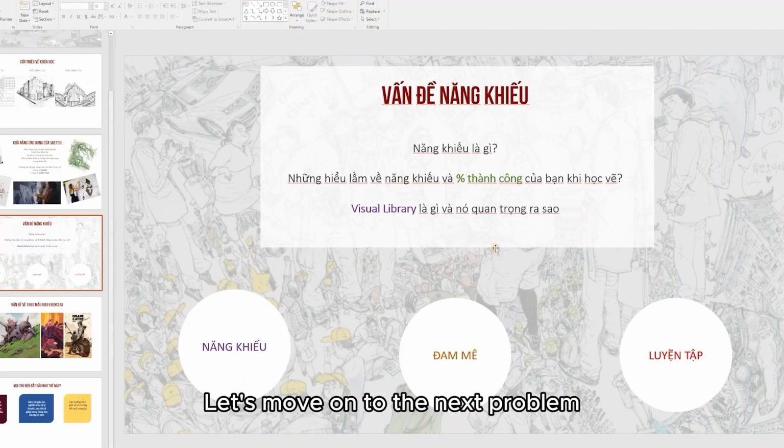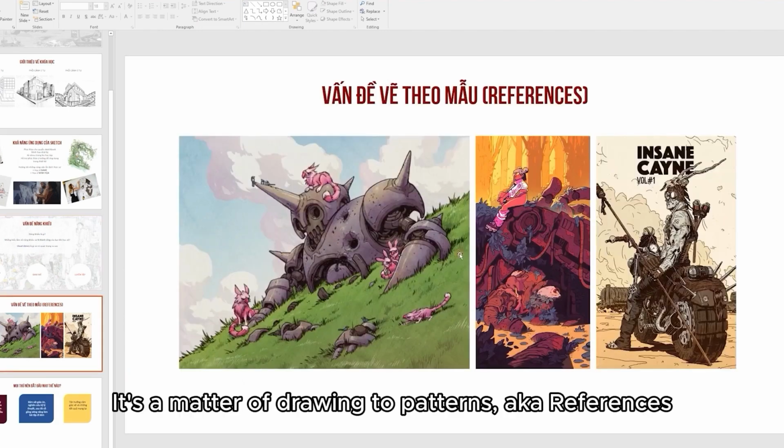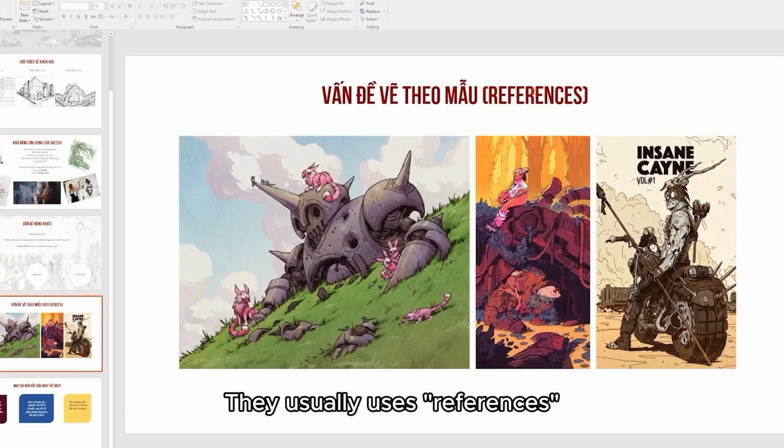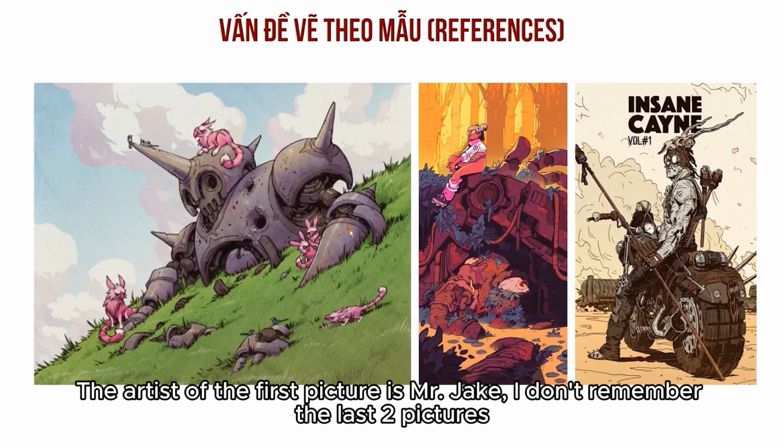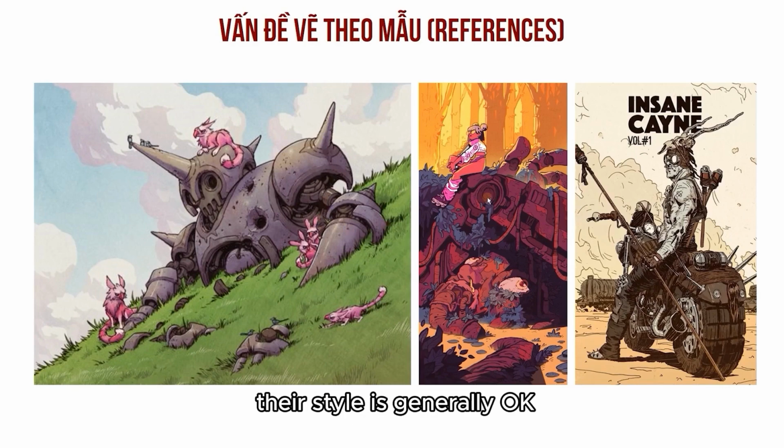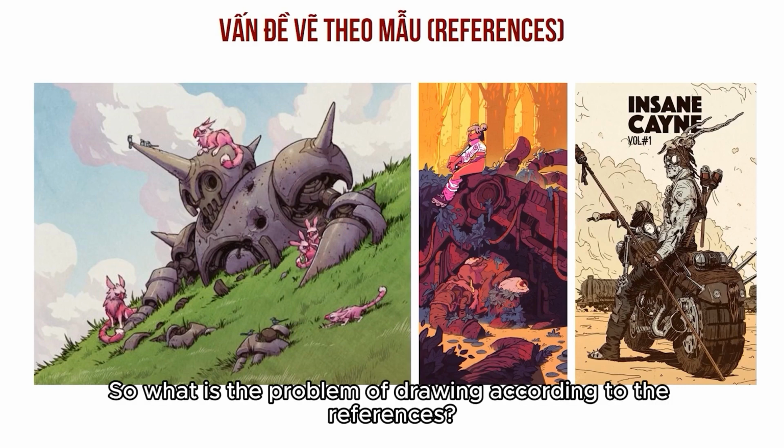Let's move on to the next problem. It's a matter of drawing according to patterns, aka references. They usually use references. I have 3 pictures on the screen. The artist of the first picture is Mr. Jake. I don't remember the last 2 pictures. Their style is generally okay, very beautiful. So what is the problem of drawing according to the references?